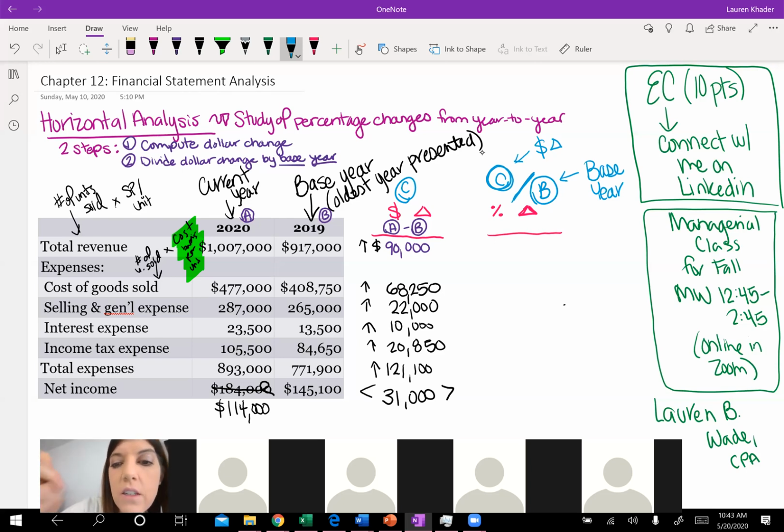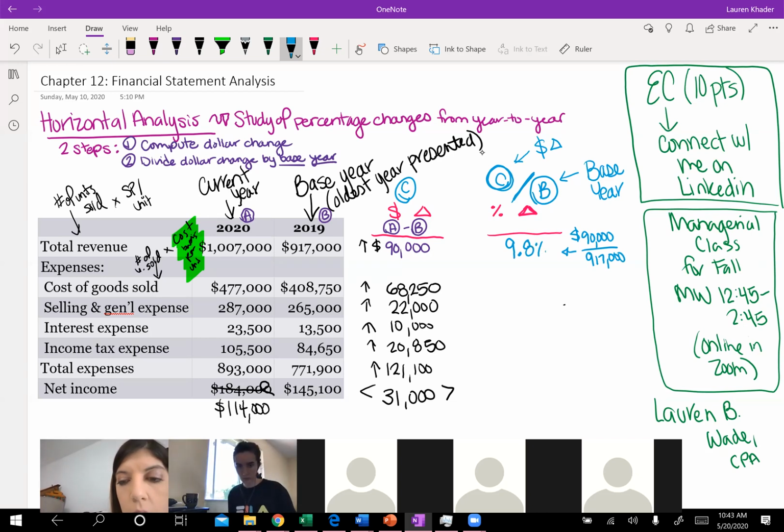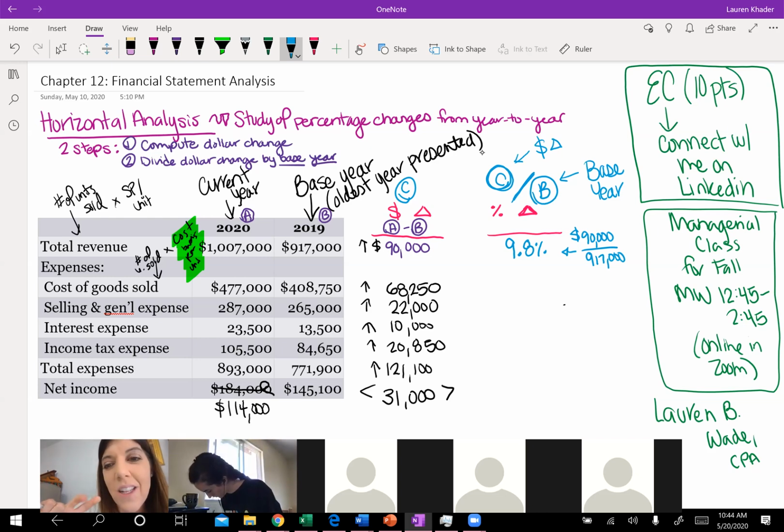So we're going to take 90,000. I'll do the calculation off to the side for this first one. 9.8 divided by 917,000. How much did it increase by from 2019 to 2020? 9.8%. For cost of goods sold and selling and general expenses, I would make the assumption that if revenue increased by 9.8%, cost of goods sold and selling and general administrative expenses increased by about the same.